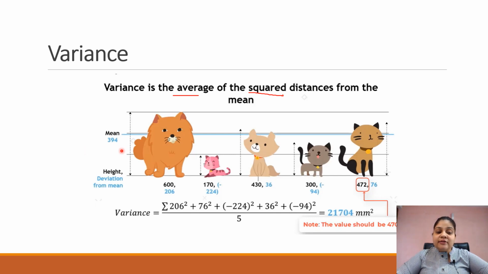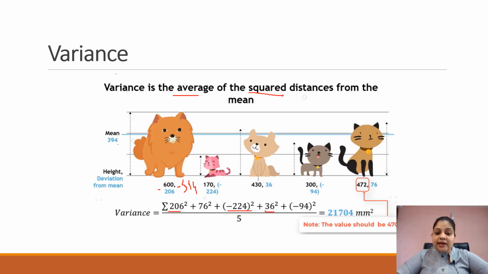Now how will I find the variance? Variance will be the height of a particular cat minus the mean, and then I will square the value. That means 600 minus 394 comes out to be 206, and then the square of 206. Then 170 minus 394 comes out to be minus 224, and I'll square it. Then 430 minus 394 comes out to be 36.